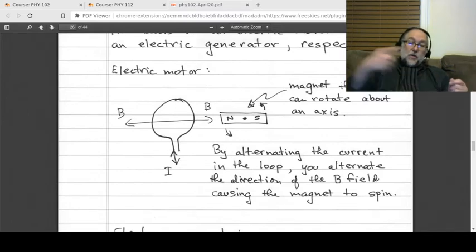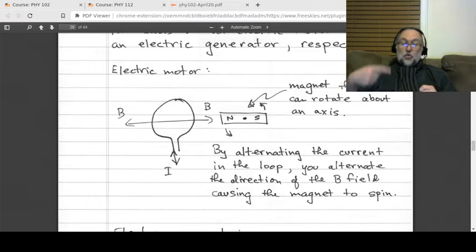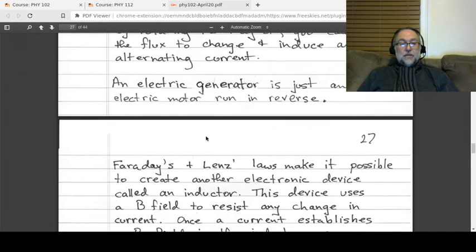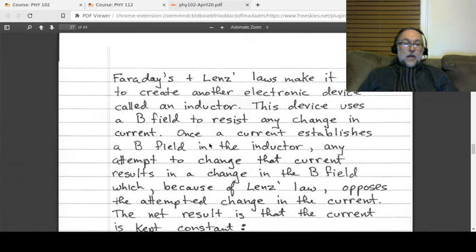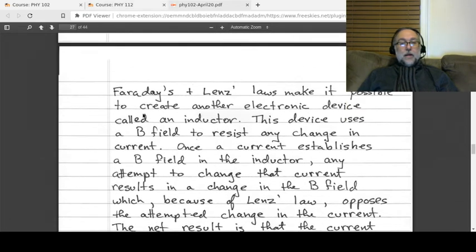Are you inputting a current? Then you'll get out mechanical energy. If you input the mechanical energy, that is, you rotate the magnet, then you get output a current. Okay, so I just thought I'd mention those because at this point we can understand the two. All right.